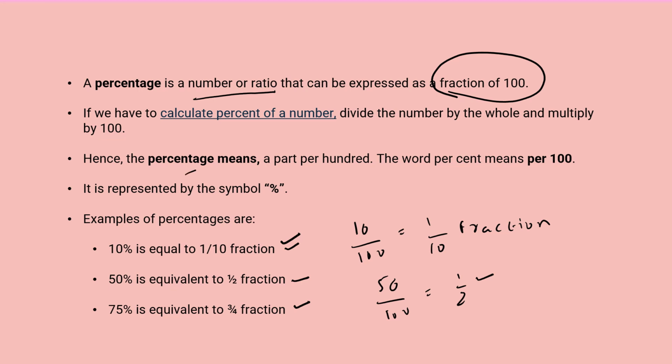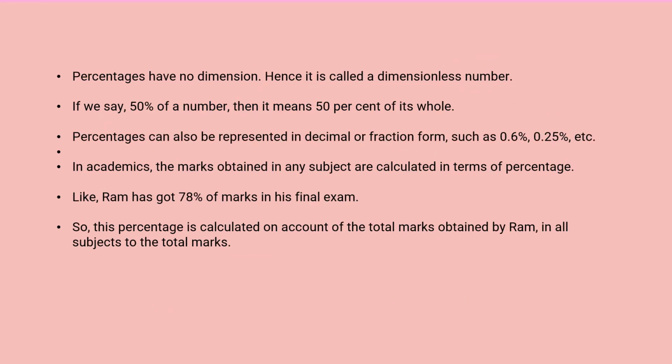So generally percentage we are using as a part per 100. Per 100, what is the percentage? And this is the symbol. So this we are using to denote percentage. Okay. Moving on, since this percentage is a ratio of two numbers, it doesn't have any dimension. It is a dimensionless number.